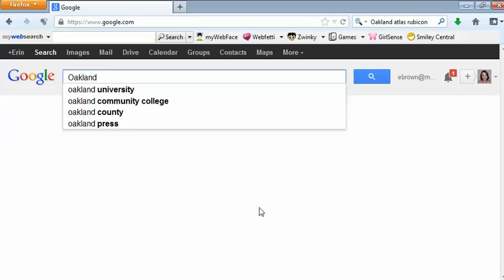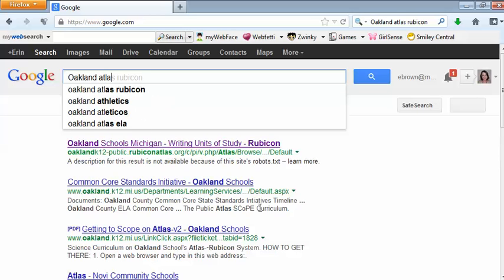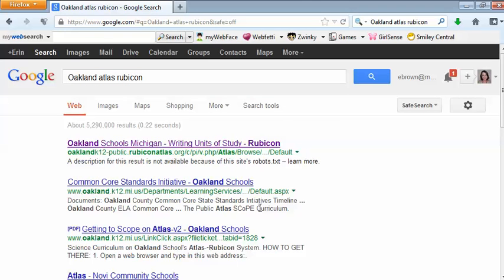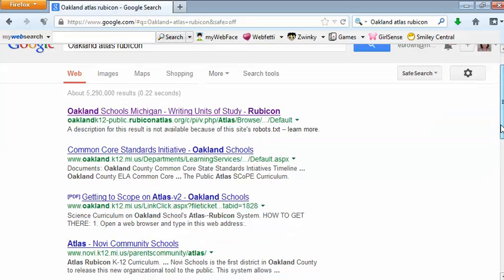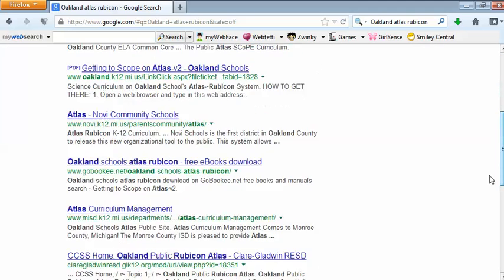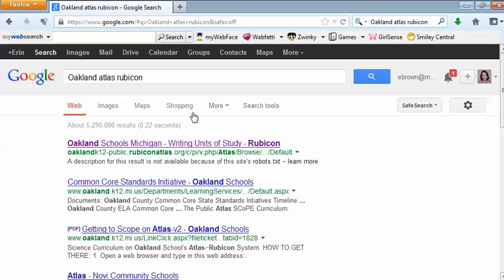Oakland Atlas Rubicon. Either MAISA Atlas Rubicon or Oakland Atlas Rubicon will get you to the units. I'm choosing Oakland at this time because of the uploading to MAISA. And when I get there, the very first link is the link I choose.